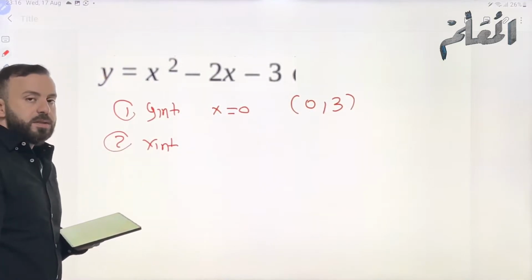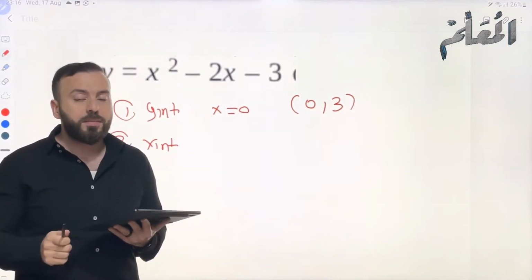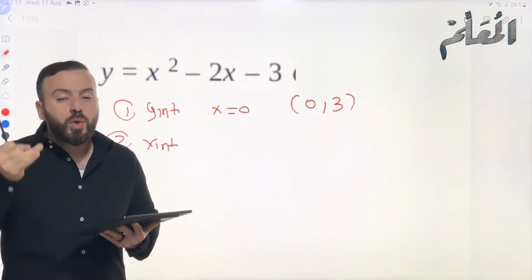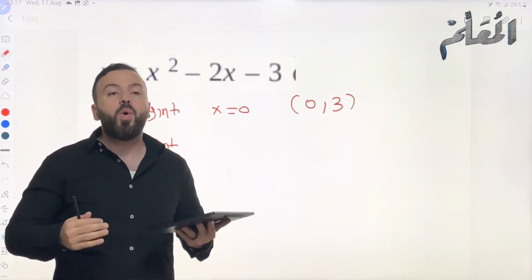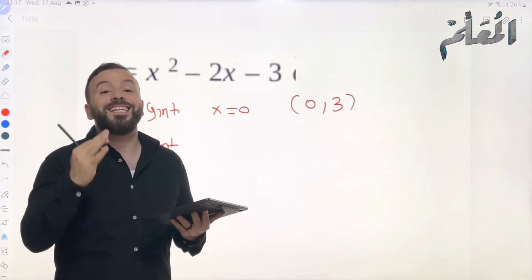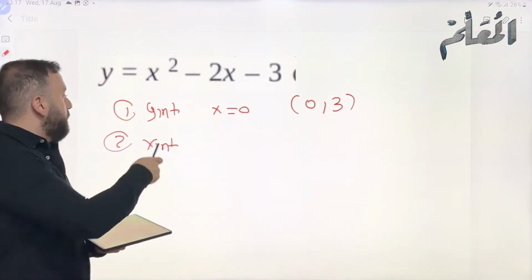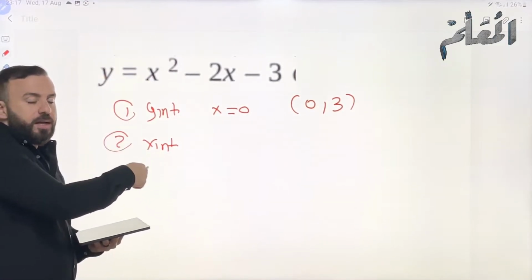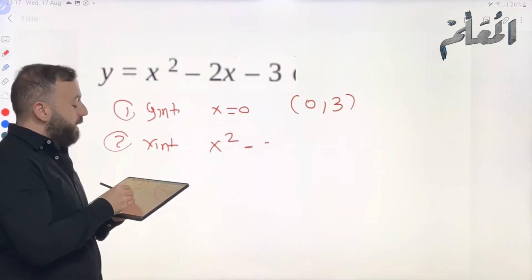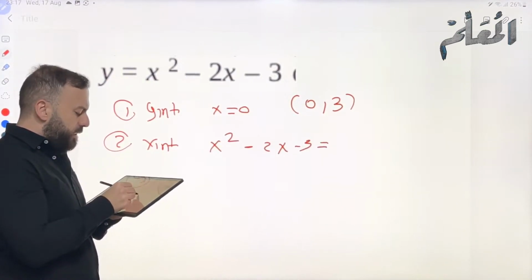The second thing, I want to get the x-intercept. If you remember the polynomials, the x-intercept is the same as saying the roots, the solutions, the zeros. All indicate the same thing, which is the x-intercept. The x-intercept means y equals 0, which means x squared minus 2x minus 3 equals 0.